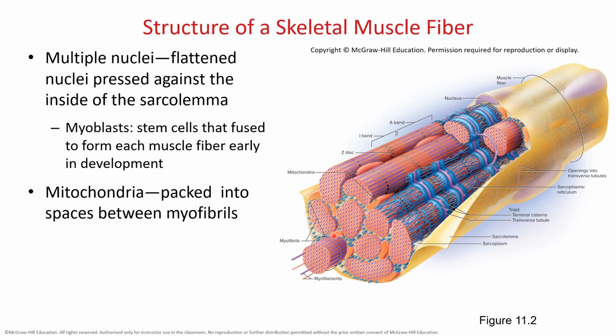We need a lot of ATP for muscle contraction. One of the two big things we need is ATP and calcium. So you can see the mitochondria, very necessary for muscle contraction because we need a lot of that ATP. So why do we have so many nucleuses, nuclei? It has to do with development. Myoblast stem cells fuse to form each muscle fiber early in development. So these are actually different cells fusing to form the cell here.